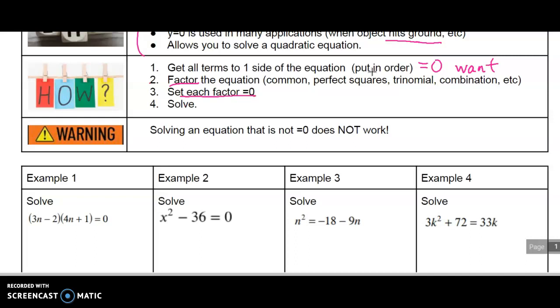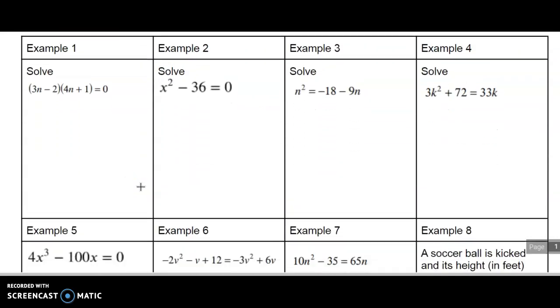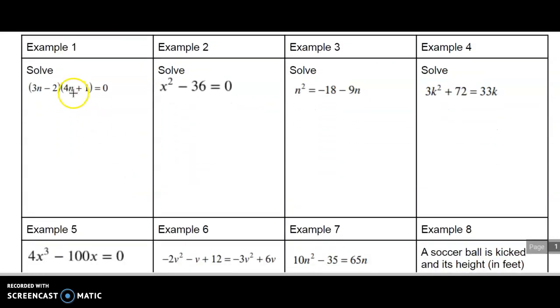Okay? So warning, I've already said this though, but solving an equation that is not set equal to 0 does not work. Okay? Mathematically, it's just been proven that you have to do it this way. Some of these go from easier to hard. Some of them will be given to you in factored form. So if you do struggle with factoring, you should be able to do those problems. And maybe you can do some factoring, but not all types.